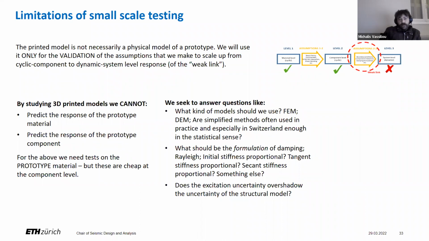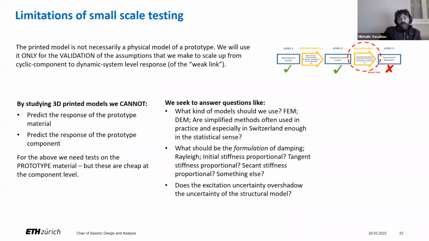You can do them. We seek to answer questions like, what kind of model should we use? Because we don't even have answers, not even to these questions. Finite element, discrete element? Are simplified methods often used in practice, and especially in Switzerland, enough in the statistical sense? What should be the formulation of damping, not the value? Rayleigh, initial stiffness proportional, tangent stiffness proportional, second stiffness proportional, something else.